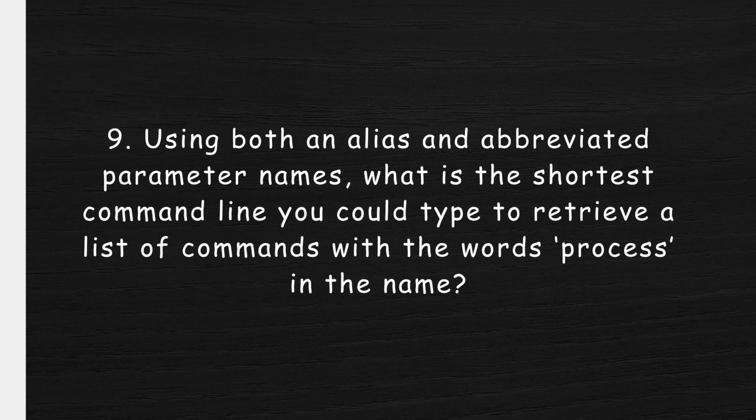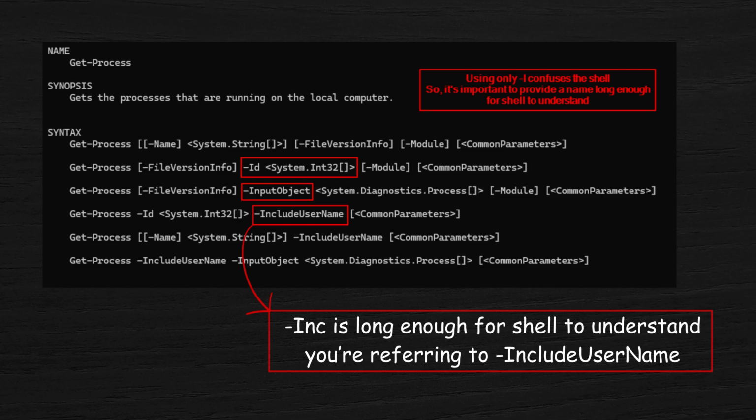Using both an alias and abbreviated parameter names, what is the shortest command line you could type to retrieve a list of commands with the word processes in their name? Now we have already talked about alias, but another feature of the shell is you can abbreviate the parameter names as long as you are clear. As shown in the figure, Get-Process has 3 parameters that start with I. So if you just provide I, the shell will throw out an error. But if the parameter name you provide is -inc, the shell will understand that you are referring to the IncludeUserName parameter.